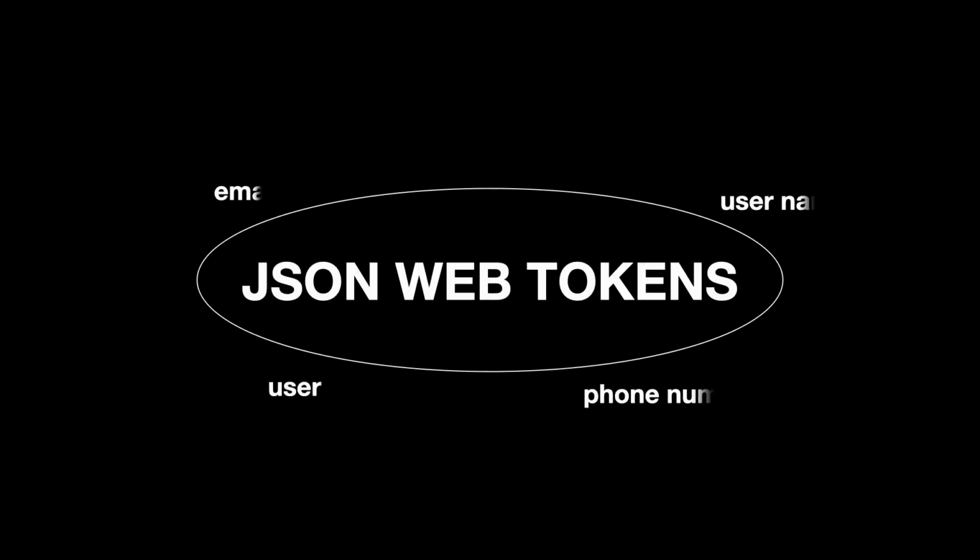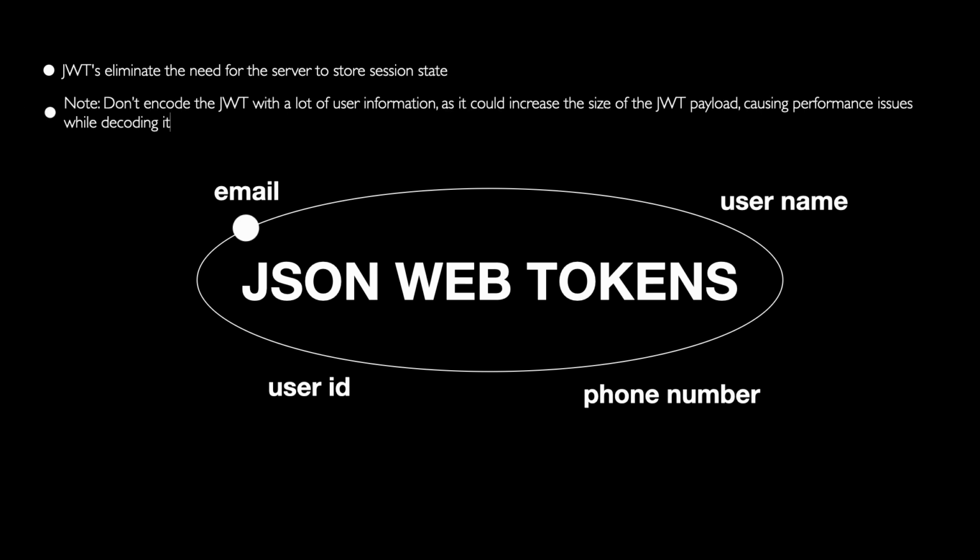So basically, JWTs are self-contained tokens that include all necessary information about the user. This eliminates the need for the server to store session state, making JWT-based authentication stateless and scalable. However, it's important to ensure that we don't encode the JWT with a lot of user information, as it could increase the size of the JWT payload, causing performance issues while decoding it.